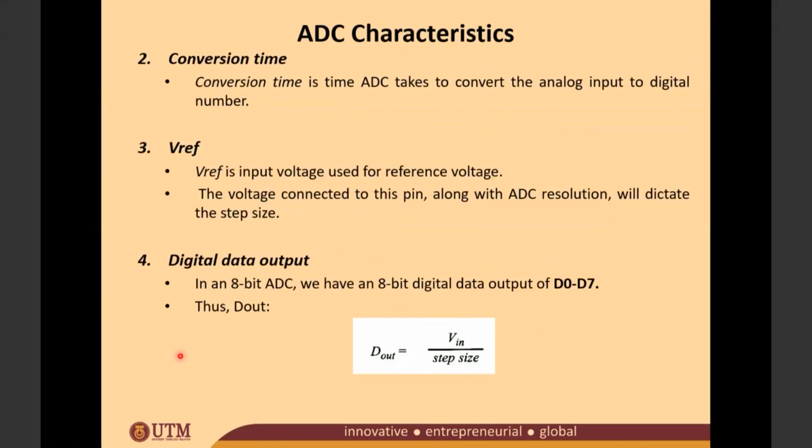So 128 you convert to binary representation. Then the digital output would be 10000000. So that is for the 2.5 V in. The representation of the digital output is 10000000. This is how to get the digital data outputs.